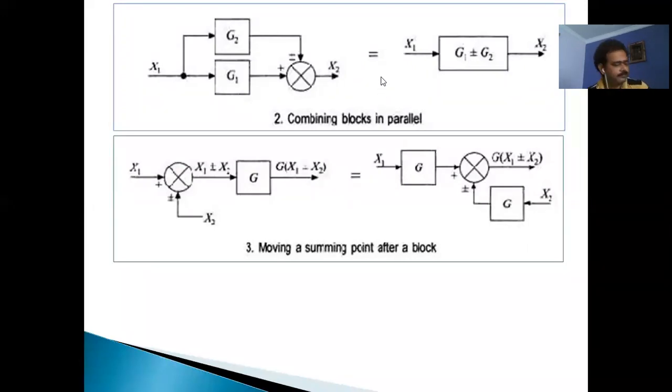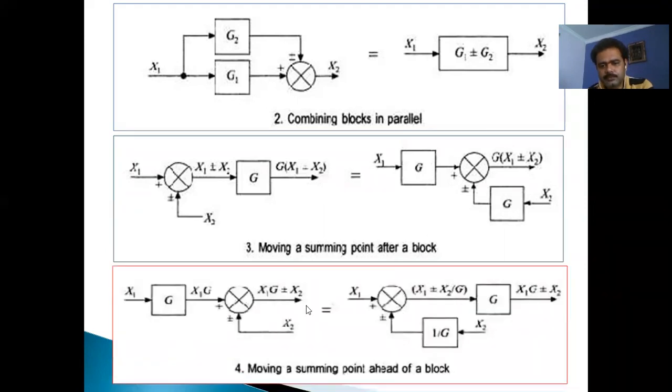So if we have a summing point and we want to move the summing point after the block, an additional block is added whose gain value is G. If I want to move it ahead of this, again we have to add one more block at the summing point whose value is G. Okay, is it clear?